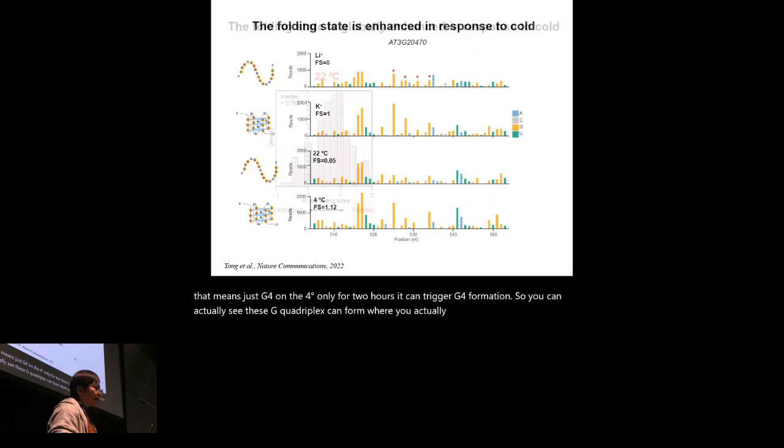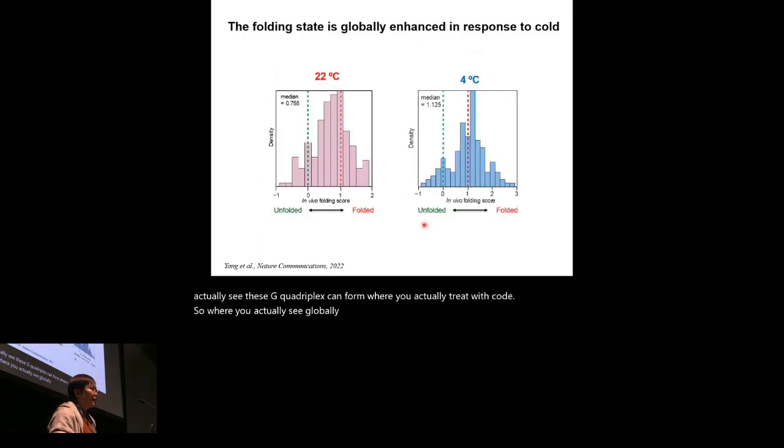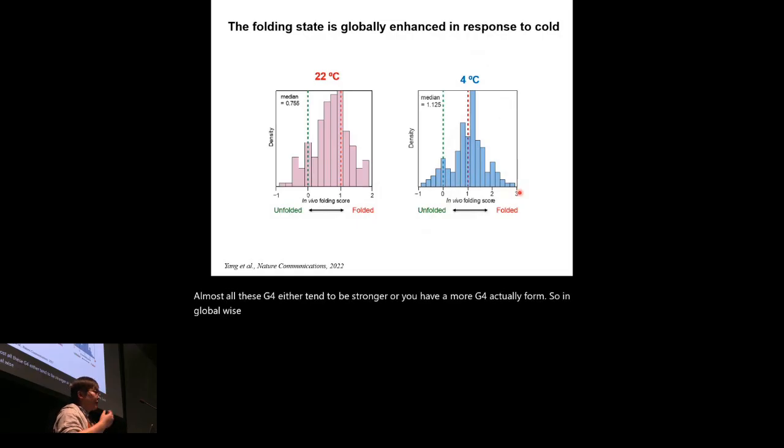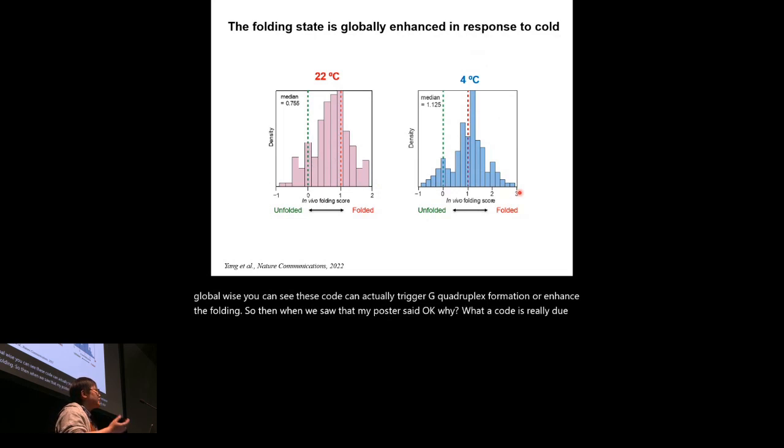Globally, when you put the plant at 4 degrees for 2 hours, almost all these G4 either tend to be stronger or more G4 actually form. So globally, you can see that cold can trigger G-quadruplex formation or enhance the folding. So when we saw that, my postdoc said, okay, what is cold really doing to these G4, why are these G4 triggered, what are their molecular functions, right?